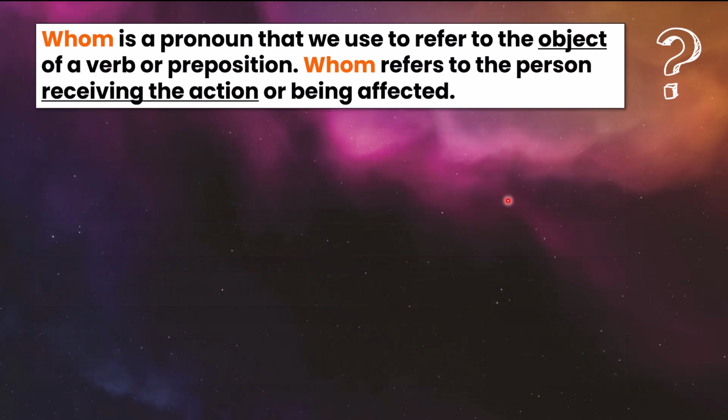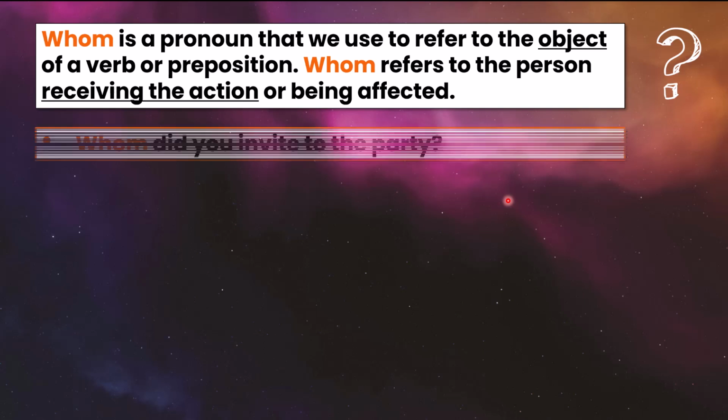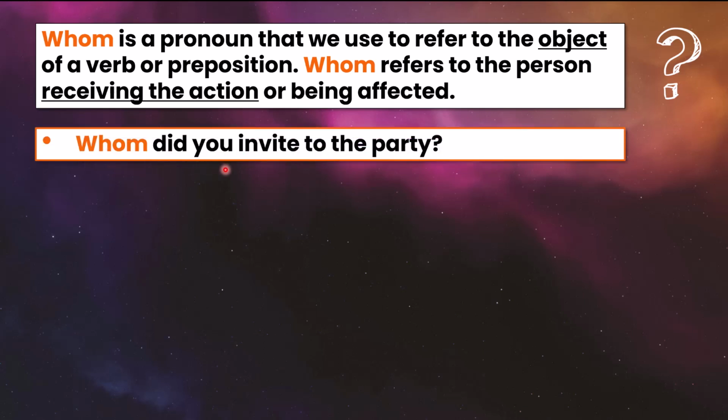Whereas whom is a pronoun that we use to refer to the object of a verb or preposition. Whom refers to the person receiving the action or being affected. For example, whom did you invite to the party? Whom is referring to the person receiving the action. If I answered this sentence, my answer would be, I invited Jack. I would be the subject, and Jack would be the object of the sentence.